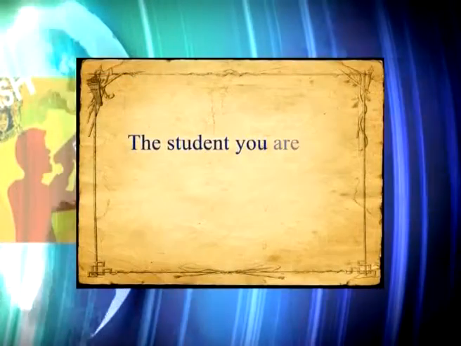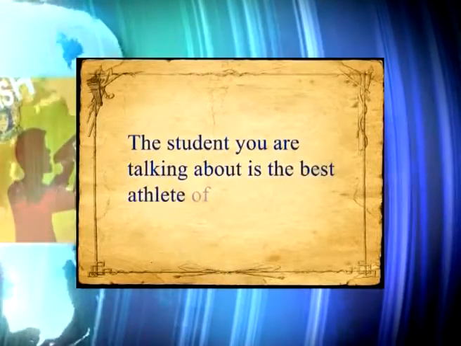When we speak of a particular person or thing, or one already referred to, we should use the. For example, the student you are talking about is the best athlete of our school. So here, with the student, we're focusing on a particular person. It might be Khalid, Ali, Tipu, but we don't need to call him by name because the refers to that person.